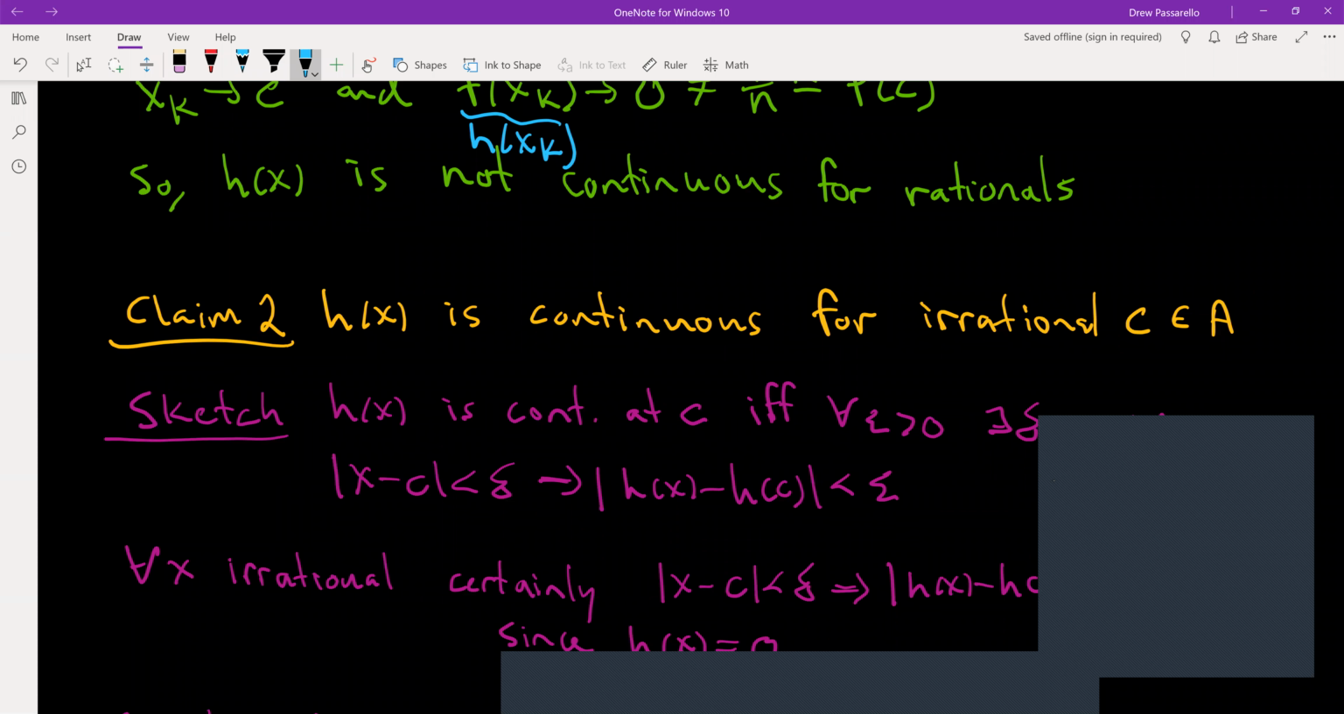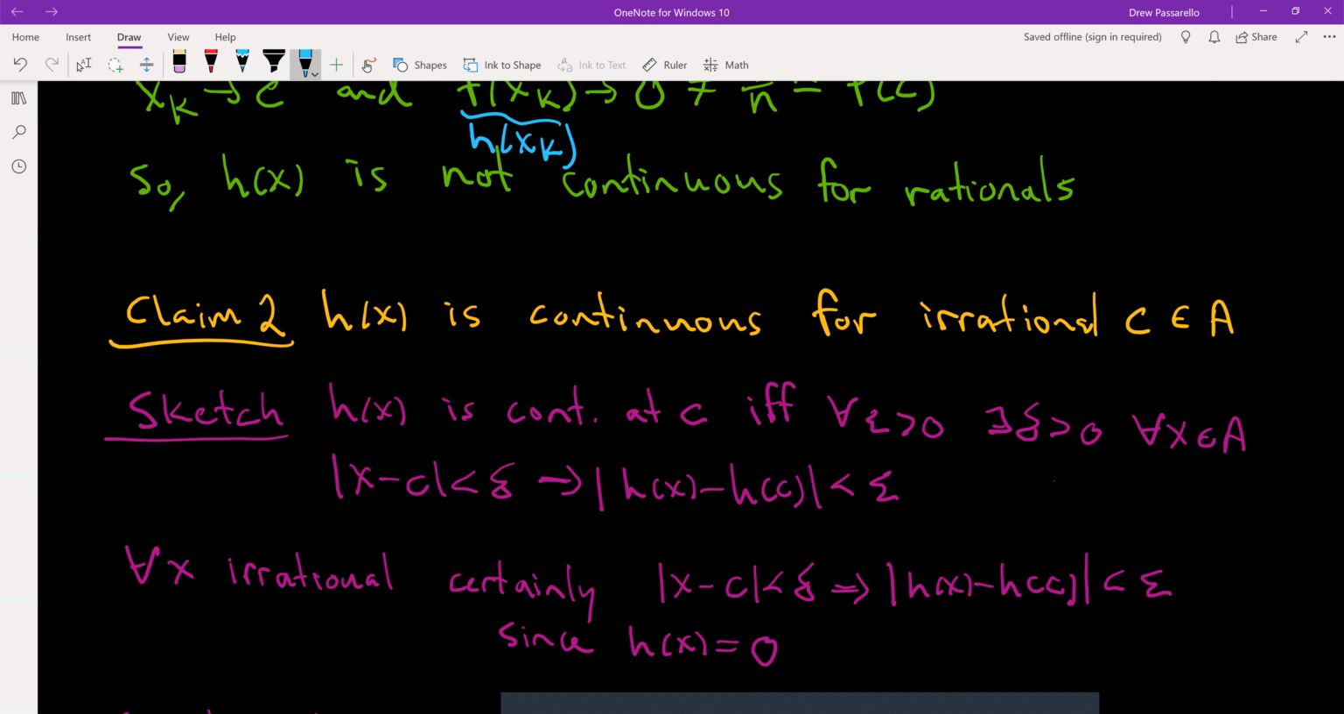So for all irrational x, since c is irrational, when |x - c| < delta, that's definitely going to imply |h(x) - h(c)| < epsilon, since h(x) is 0 and h(c) is 0. So 0 is definitely less than any real number epsilon. So for irrationals that are close to c, it's fine. It's pretty obvious it's going to be continuous if c is irrational.